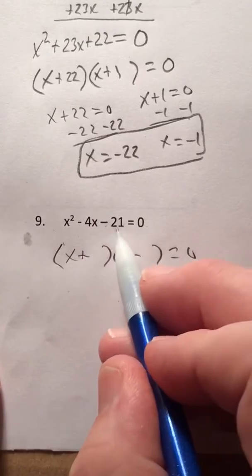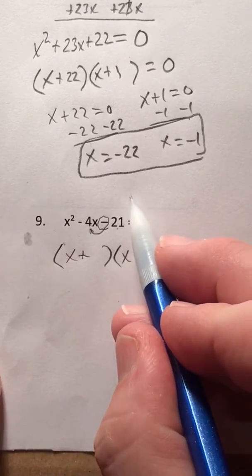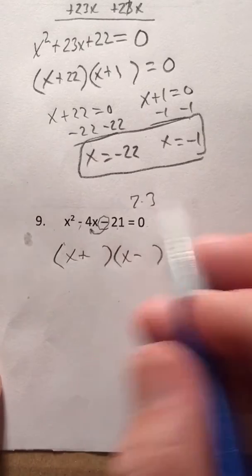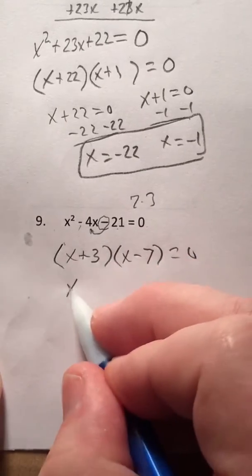Now we need our factors of 21 that when we subtract them, we get a 4. So we got 7 times 3. 7's the bigger number. It's got to go in with the minus sign. So 7 goes here, and the 3 goes there. And then we just set it equal to 0.